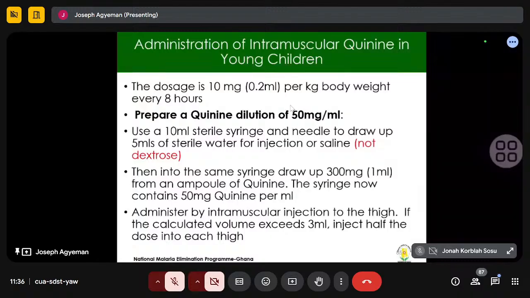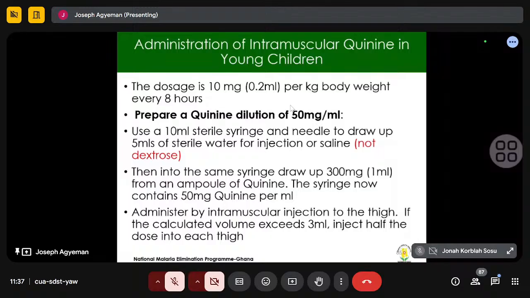For adults, if per the dose needed, the amount of diluted quinine solution will be more than 5 ml, divide the total volume into 2 and inject separately, but simultaneously into separate sites. For pediatrics, 3. If it is more than 3, divide into 2 and do the same.